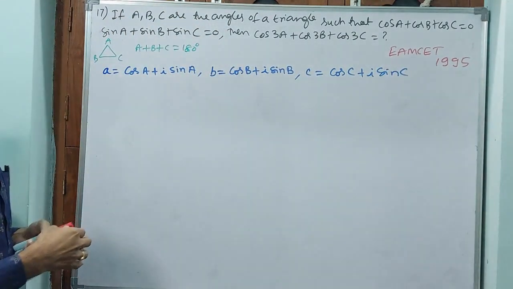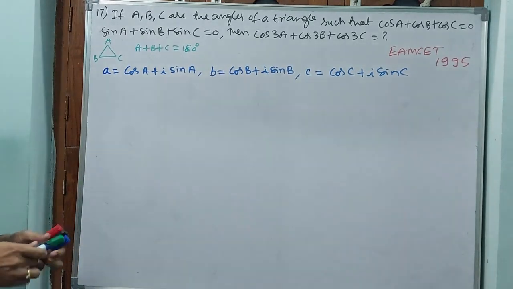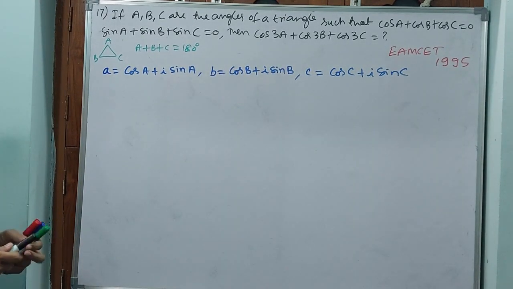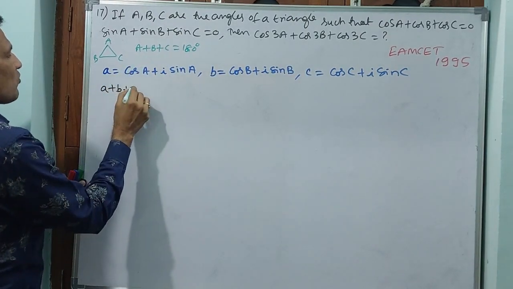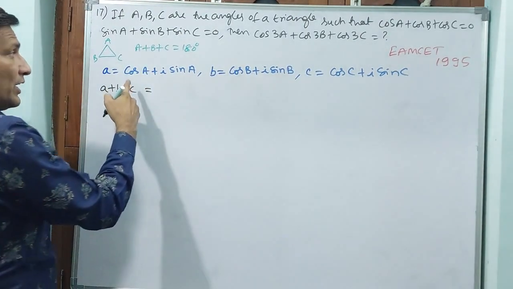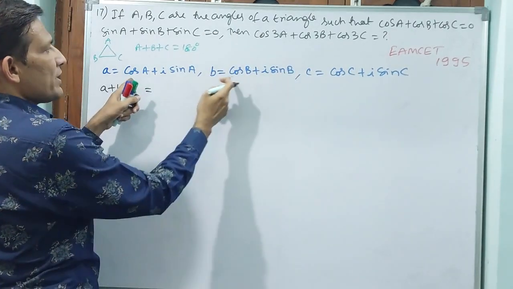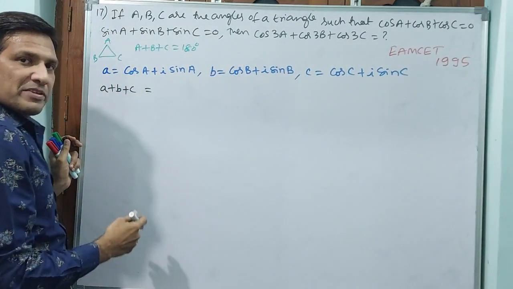Next, what you have to do? You go for addition: a plus b plus c. This is not capital A plus B plus C, but small a plus small b plus small c. If you add, automatically only real parts will add, and afterwards imaginary parts are also going to add.